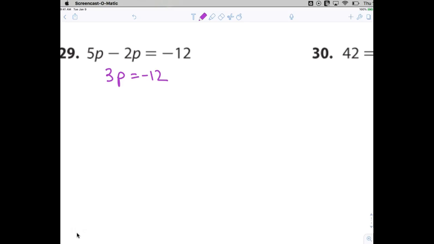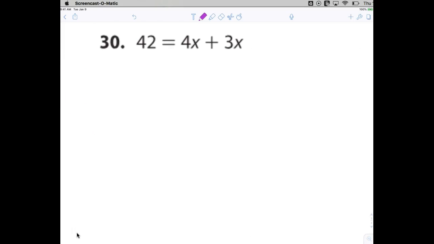So 5p minus 2p was what? 3p. Now what do I do to both sides? Divide by 3. All right? We're dividing by 3. So cross out the 3's. So p is equal to what? Negative 4.